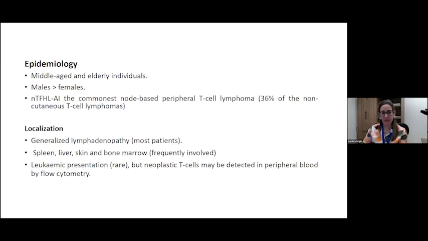It mostly affects middle-aged and elderly patients, male slightly more than female, and it's considered the commonest node-based peripheral T-cell lymphoma. In some books, it says it's 36% of the non-cutaneous T-cell lymphomas. The patients present, as the patient I discussed today, with generalized lymphadenopathy. They could have hepatosplenomegaly, skin or bone marrow infiltration, and they could rarely present with a leukemic presentation.